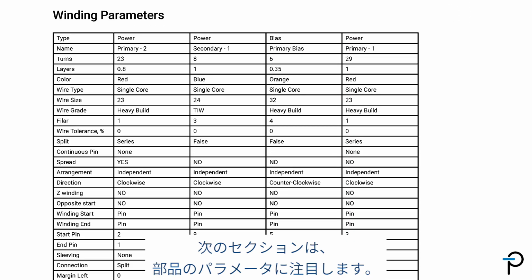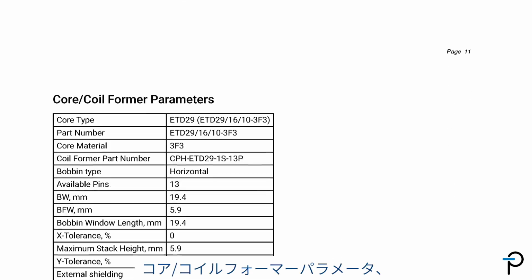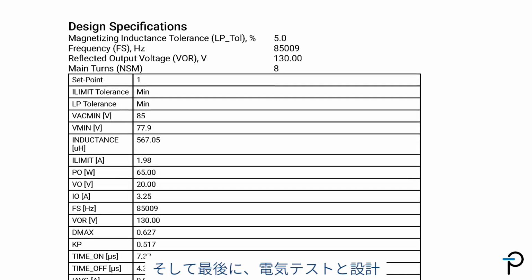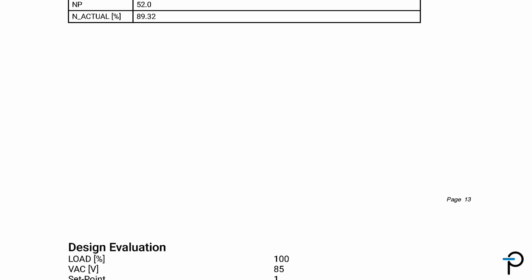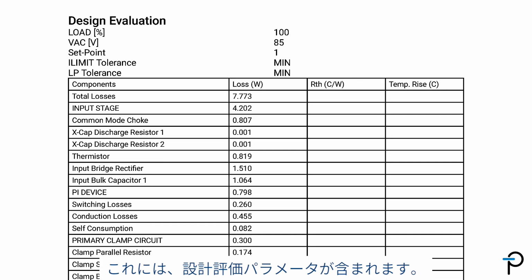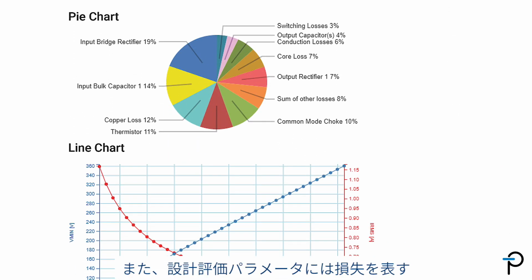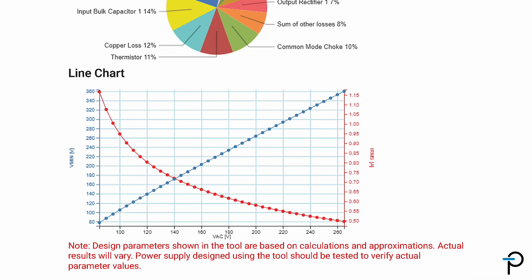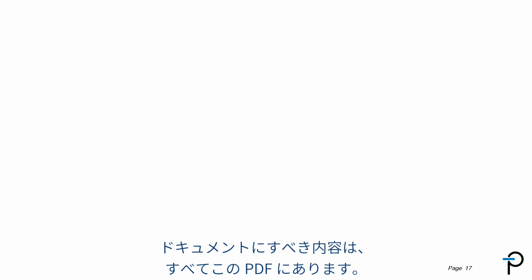The next section focuses on the component parameters, including winding parameters, core, coil, former parameters. And then finally, we get into the electrical test and design specification details, including the design evaluation parameters. The design evaluation parameters also include the pie chart for the losses, as well as the line chart, and then any further notes that have been annotated in the design. Everything the tool has to offer is documented in this PDF.